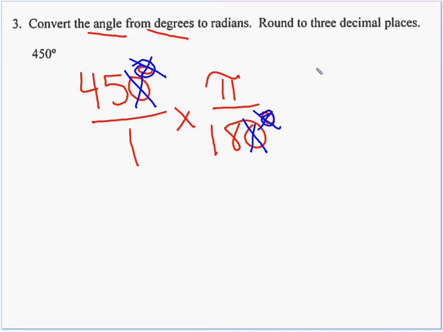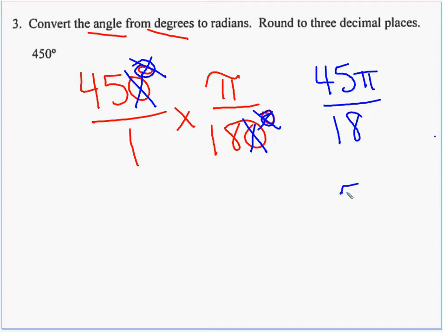So we're left with numerator 45 pi, denominator 18. And let's see, that can reduce down here. We can divide by 9. If we divide each numerator and denominator by 9, where did my pen go? There it is. We will get 5 pi over 2.